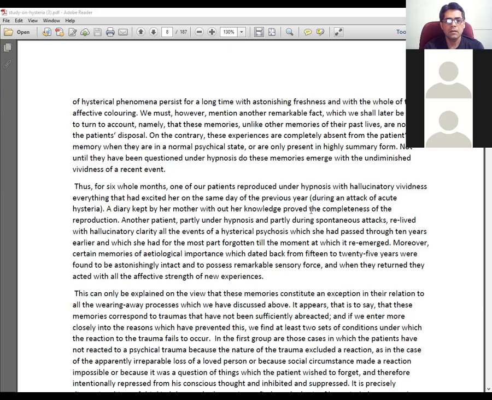Moreover, certain memories of etiological importance, which dated back from 15 to 25 years, were found to be astonishingly intact and to possess remarkable sensory force. And when they returned, they acted with all the effective strength of new experiences.